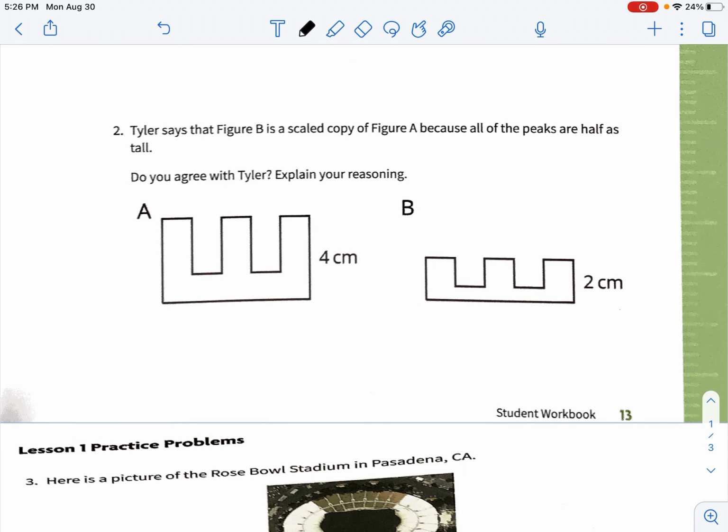Okay, Tyler says that figure B is a scale copy of figure A because all the peaks are half as tall. Do you agree with Tyler? Explain your reasoning. Okay, this one is, I do not agree with Tyler. Although the peaks are half the size, the width right here looks like it stayed the same. So not every dimension changed by half. Only the height did. So this one would be no.